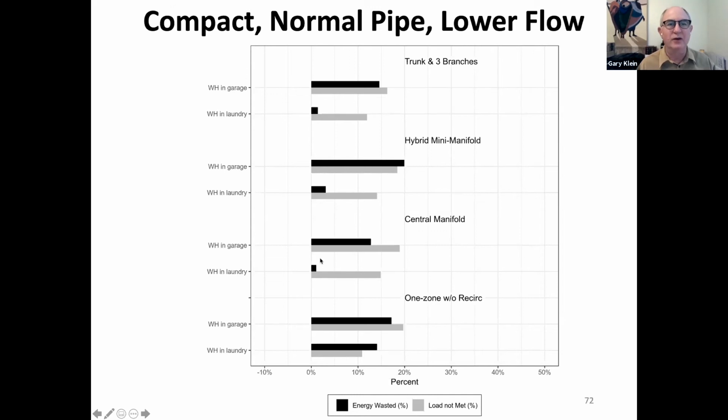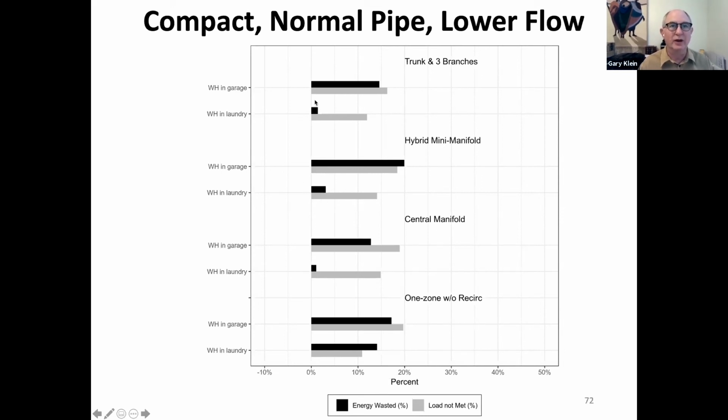You can see it varies. This has very little energy waste with the water heater in the laundry and a central manifold in the laundry room. That's pretty good. It's in the compact plan. We have the wet rooms and the water heater close to each other. Okay? It was intentional. It's part of the design phase.